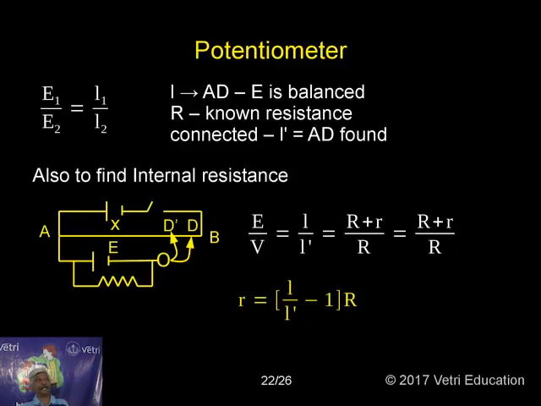The potentiometer has a 10 meter wire. The 10 meter wire is there, and a common jockey is moved.